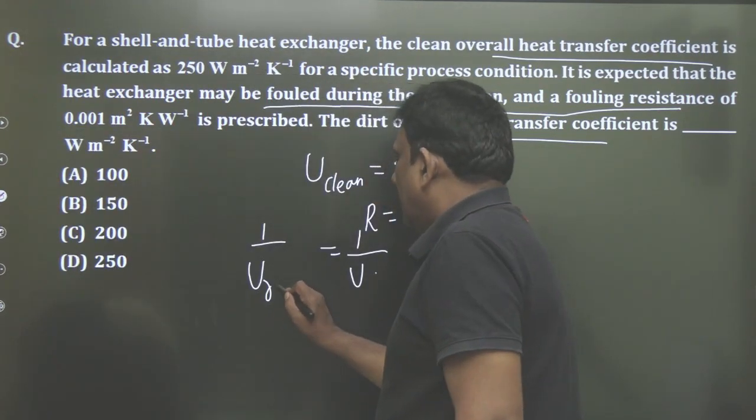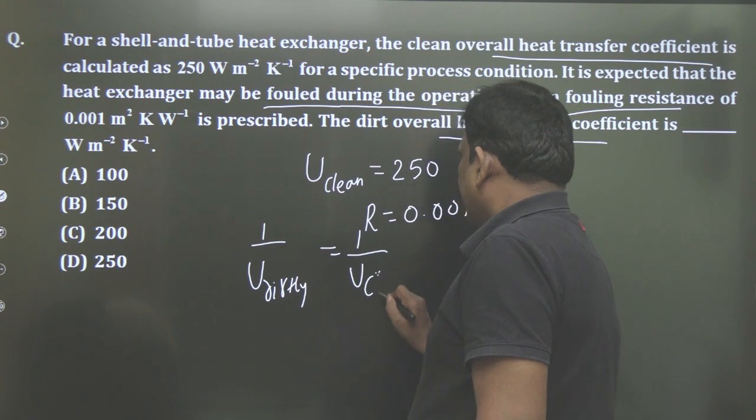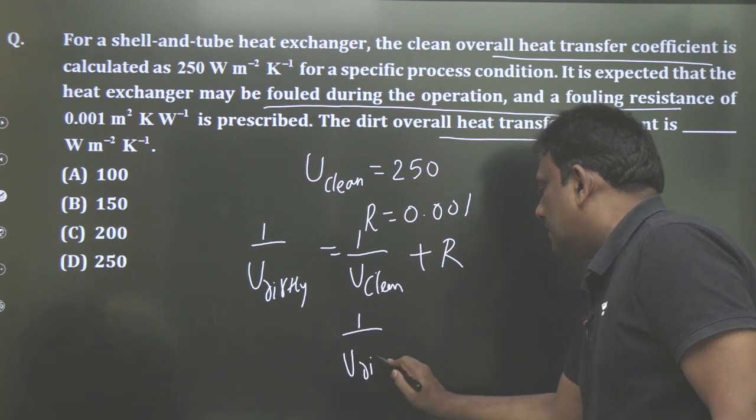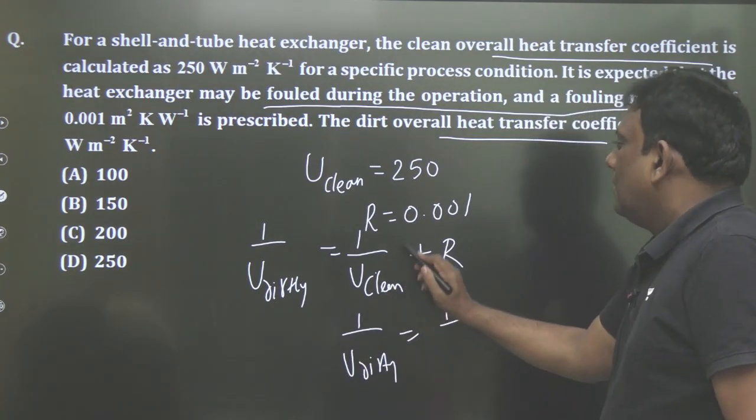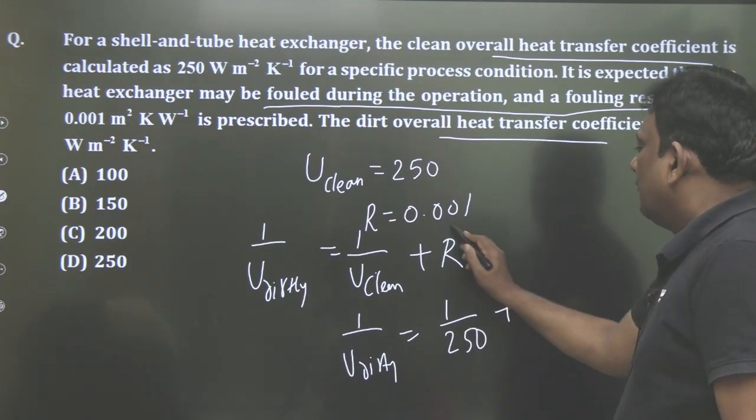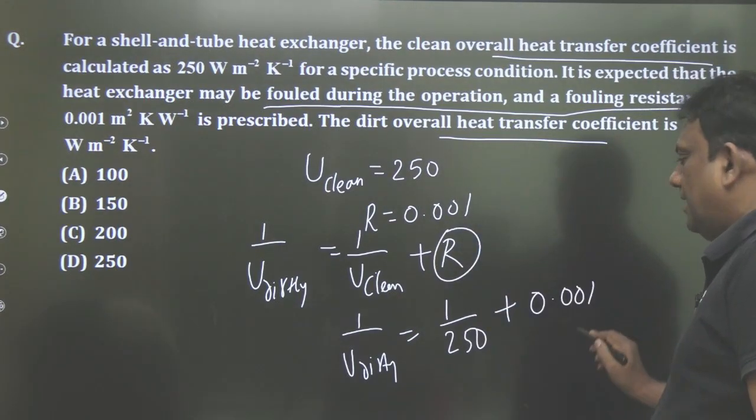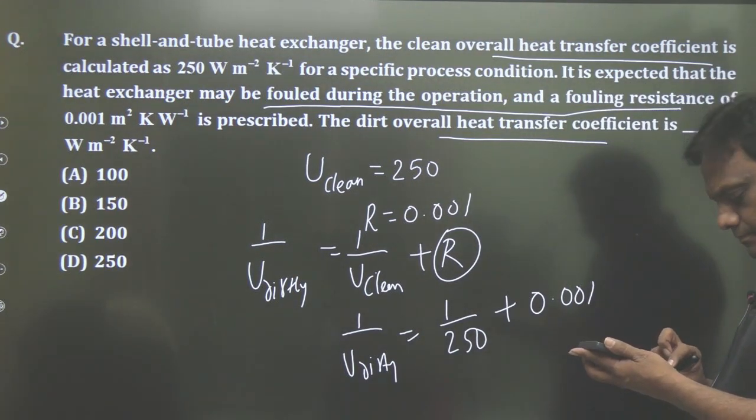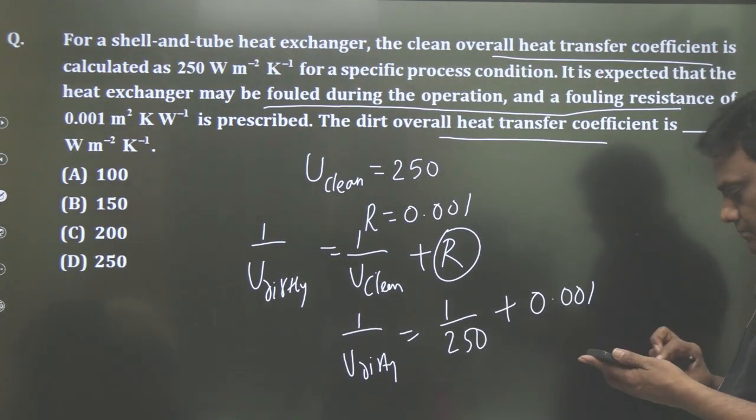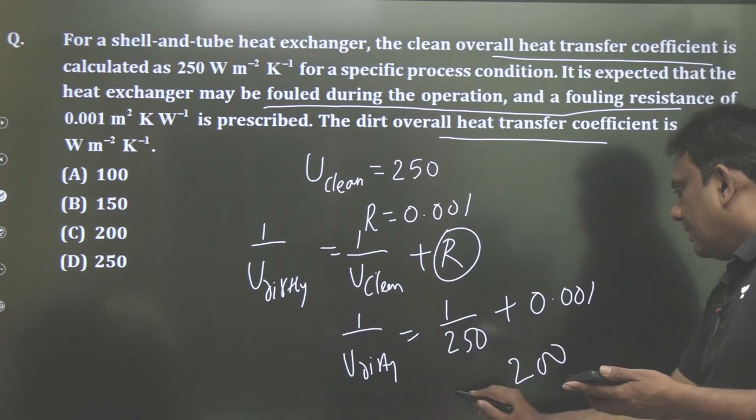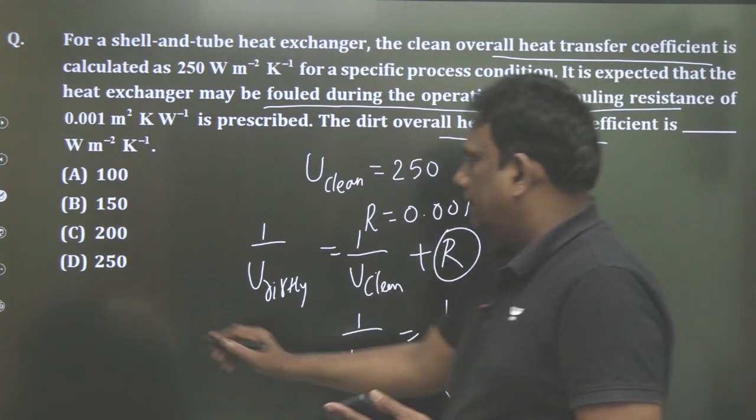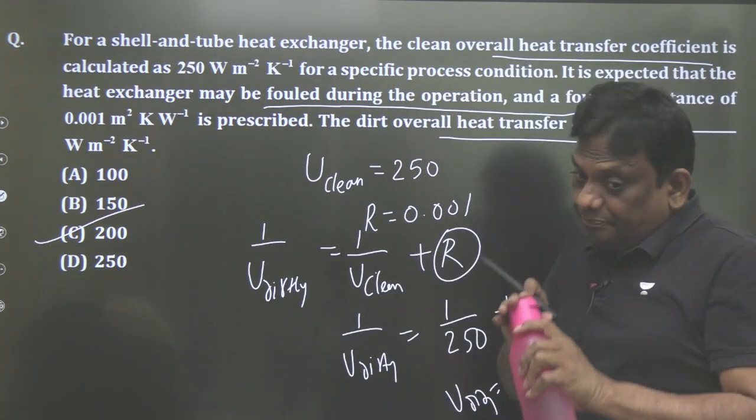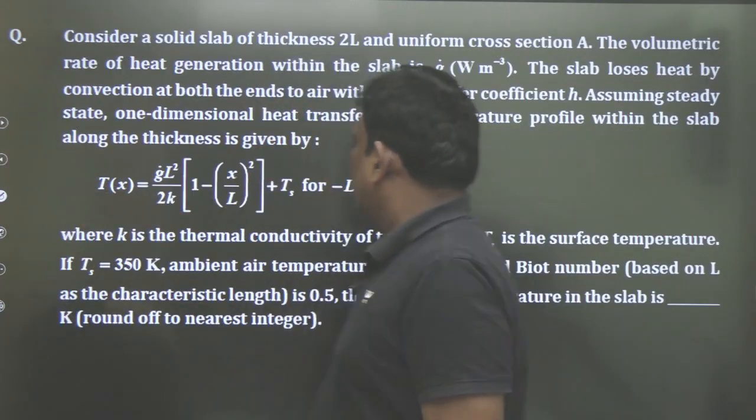If you want the dirty coefficient, it will be clean plus fouling resistance. So 1 by the dirty heat transfer coefficient is given by 1 by clean. What is clean? It is 250. And what is the fouling resistance? It is given as 0.001. And therefore, if you calculate, you are getting this as 200. The dirty heat transfer coefficient, you are getting it as 200. It is 200. This is a simple question, but an expected question.